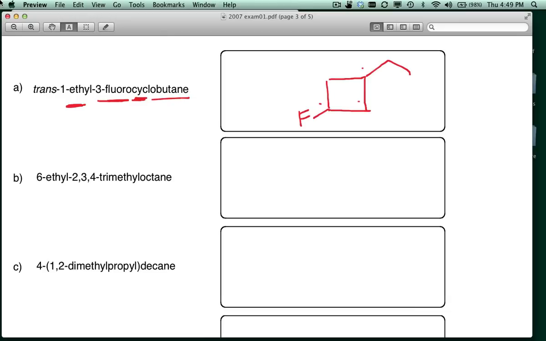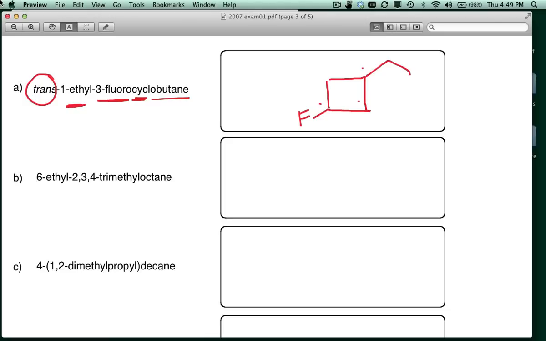But remember what happens with ring molecules. Because it's a ring and there's not always free rotation, one side of the ring is different than the other side of the ring. So we have to say whether these groups are up or down relative to each other. So this is prefixed with trans, and that means opposite side, right? So one of these groups is coming up, one of them is down. It doesn't matter which one you put up or down. It's the same molecule as long as the relative positions are that way.